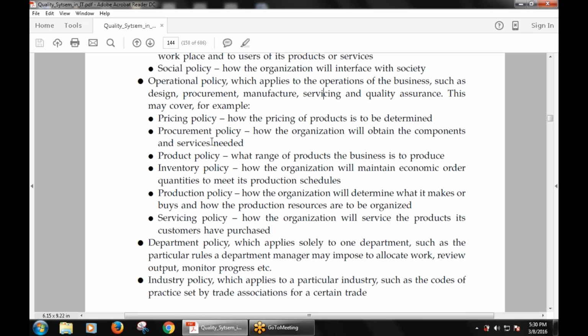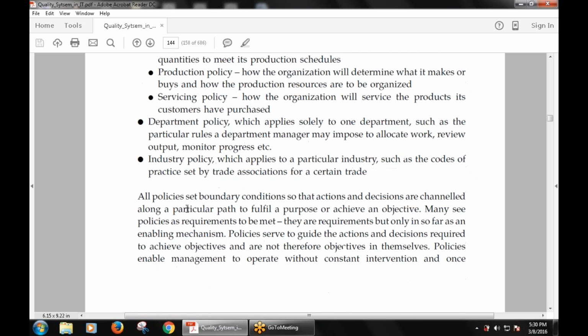Then industry policies apply to a particular industry, such as the codes of practice or prices set by the trade associations for a certain trade. That is industry policy. So we have department policy, industry policy, and operational policy. These are the various policies used for the industry and for the departments.